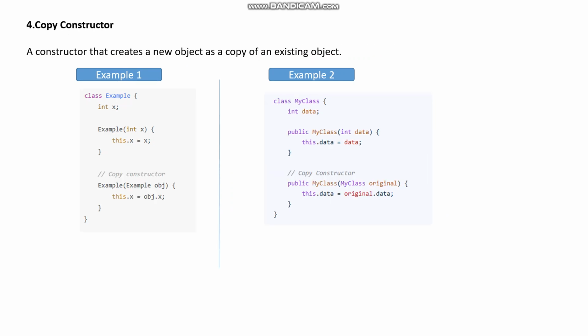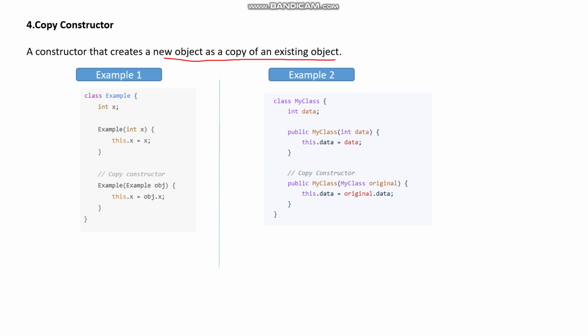Next, come to the next one. The next one is a copy constructor. Copy means a constructor that creates a new object as a copy of an existing object. Here we are taking a copy of the existing object to create the new object as it is. That concept is called a copy constructor.